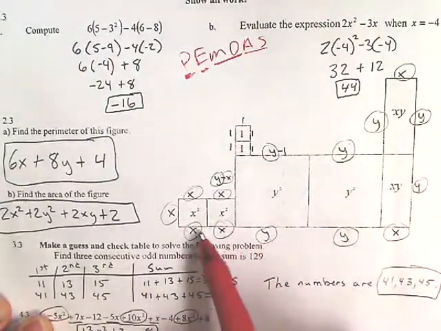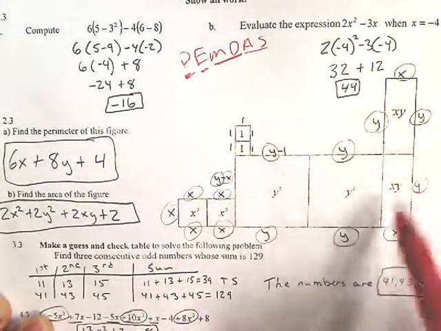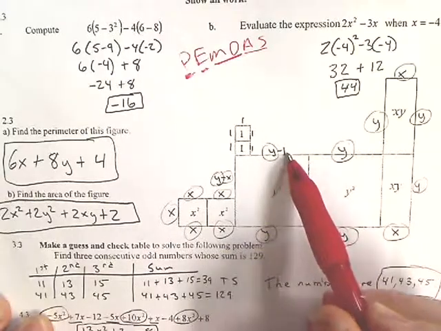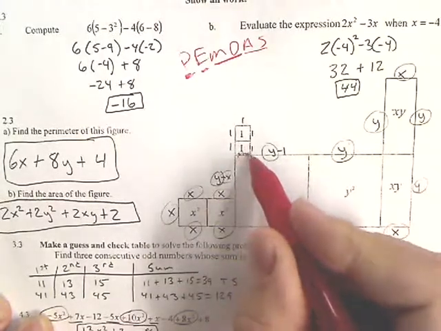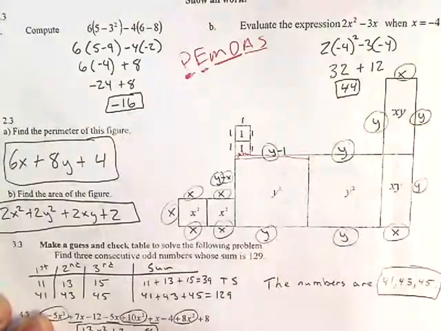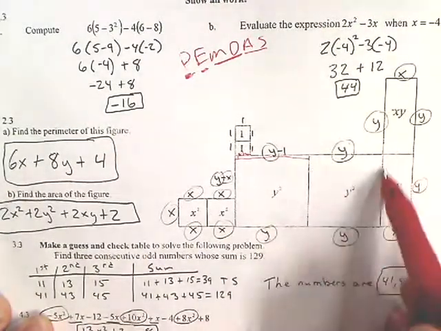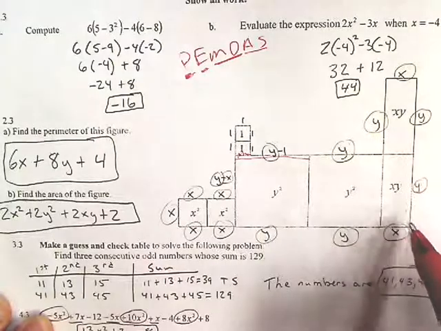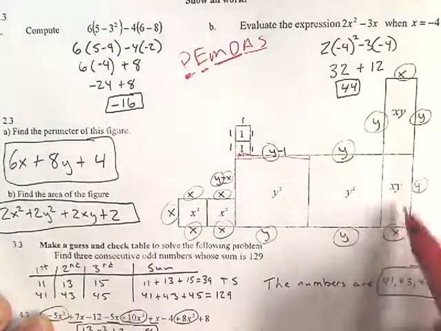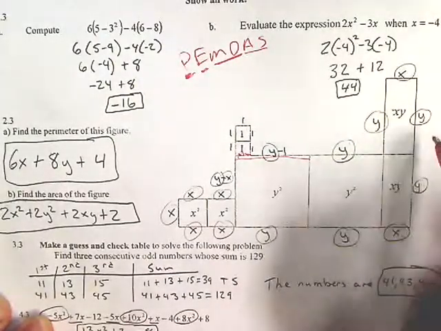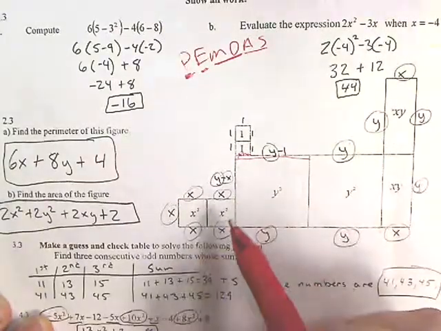For the perimeter, I just label the outside. This one is y minus 1 because I had to subtract this little distance from this whole y. Since this is y long, that's y long, this must be the x because y times x gives me xy. So I just label it all the way around.